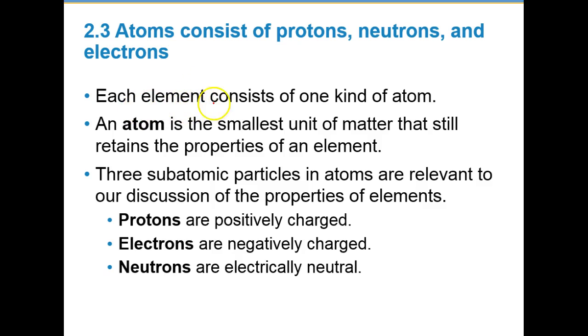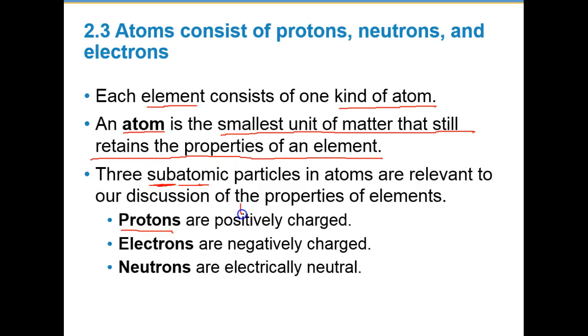Okay, so each element consists of one kind of atom, just one. Like a gold bar, solid gold, is just made up of one kind of atom, which is impressive. An atom is the smallest unit of matter that still retains the properties of that element. Okay. There are 3 subatomic particles in atoms, and sub means below, so it's kind of a category below the atom. And that's relevant to our discussion.